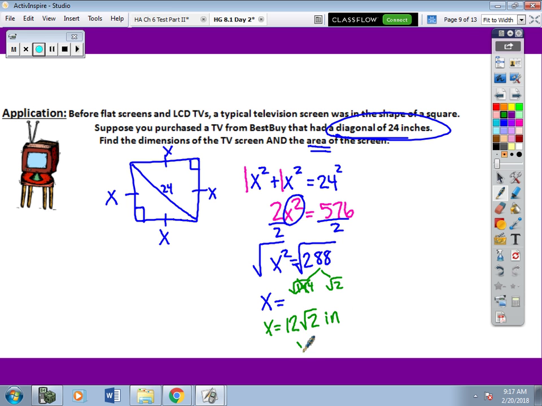Technically, if it wants dimensions, that's also by 12 root 2 inches. That would be the dimensions, because it's length times width, but in a square they're both the same. They also asked us to find the area.